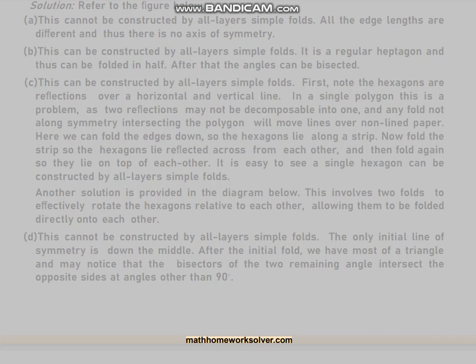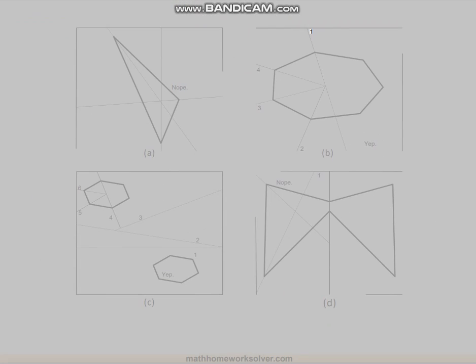mathhomeworksolver.com. Nope. 1 2 3 4 Yep. A, B, 1 2 1 4 3 Yep. 6 5 Nope. C, D, mathhomeworksolver.com.